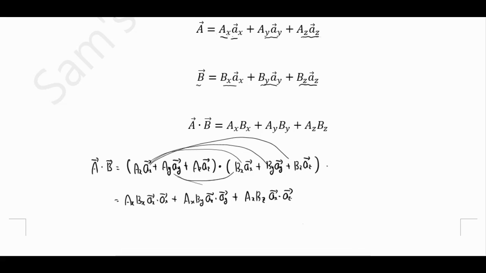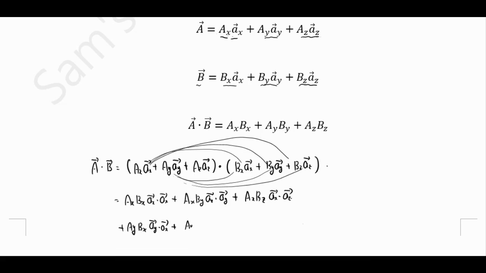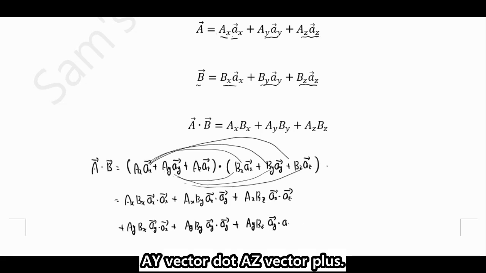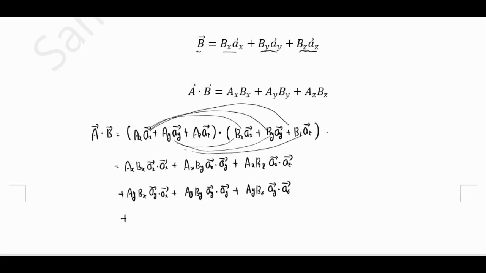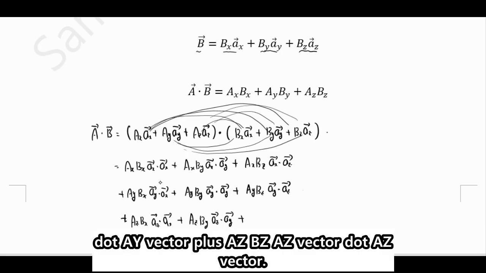Secondly, we can multiply like this. Plus AY BX, AY vector dot AX vector, plus AY BY, AY vector dot AY vector, plus AY BZ, AY vector dot AZ vector. Lastly, we can multiply like this. Plus AZ BX, AZ vector dot AX vector, plus AZ BY, AZ vector dot AY vector, plus AZ BZ, AZ vector dot AZ vector.